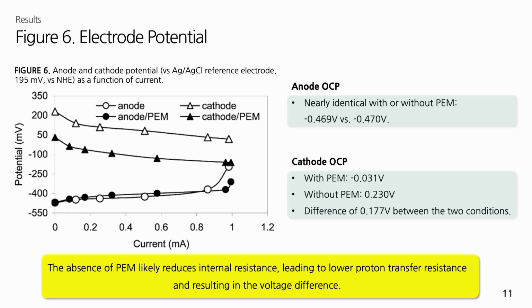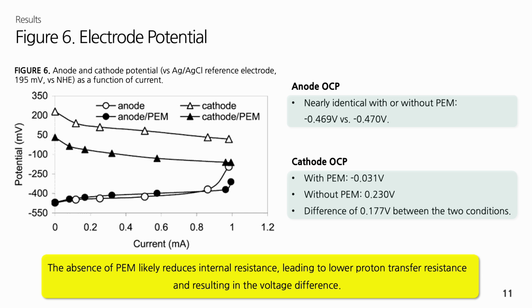Results analysis. The cathode OCP was 0.226 V, NHE, with the PEM and 0.425 V without it, showing a significant increase. The anode potential remained stable regardless of the presence of the PEM. Reasons. 1. Effect of the PEM on cathode potential. While the PEM facilitates proton transfer, it also increases internal resistance, limiting the cathode's electrochemical reactions. Removing the PEM reduced internal resistance, leading to a rise in cathode potential and increased power generation.